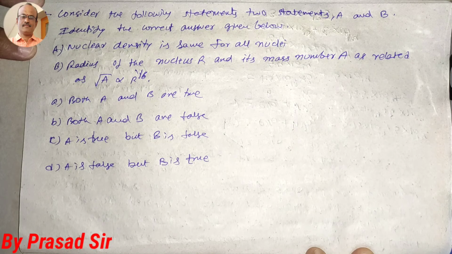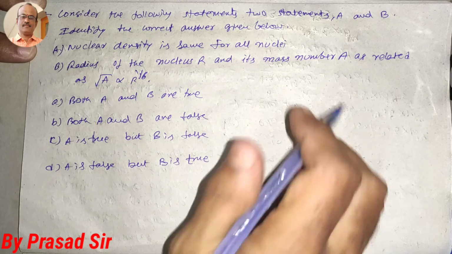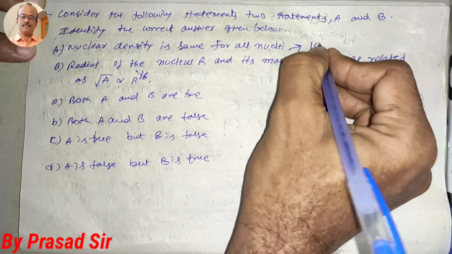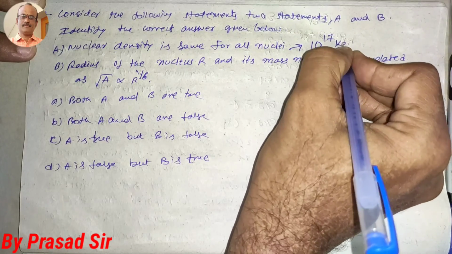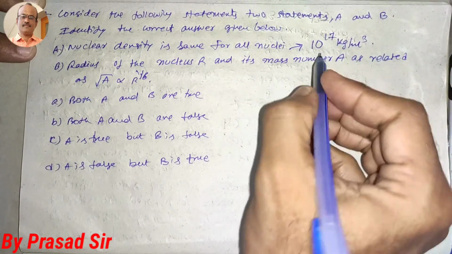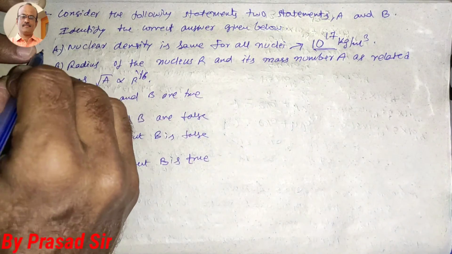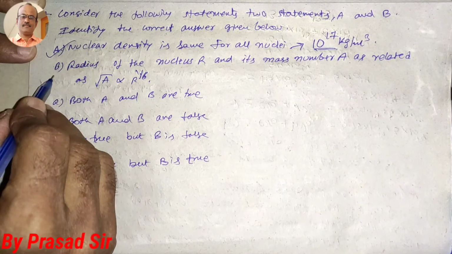So first of all, we will check A. Nuclear density is the same for all the nuclei. So how much nuclear density are we having here? 10 to the power of 17 kilogram per meter cube. So it is correct. That means nuclear density is the same for all nuclei is correct. That is A, and A is correct.